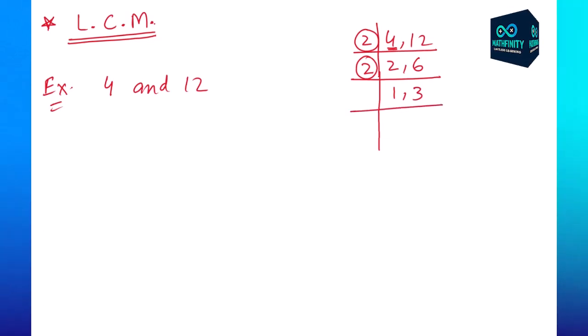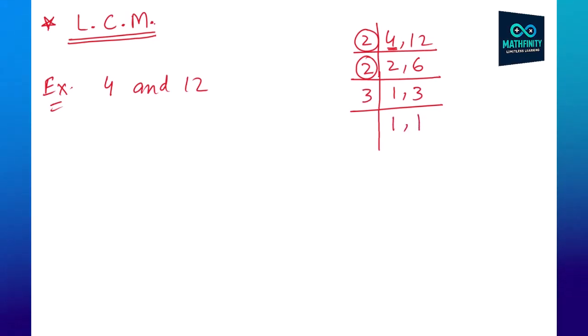Now can we divide by 2? No. Then go to table 3. Step by step you have to move. Now 3, 1 as it is. 3 divided by 3, 1. We got both 1, 1, so we will stop.